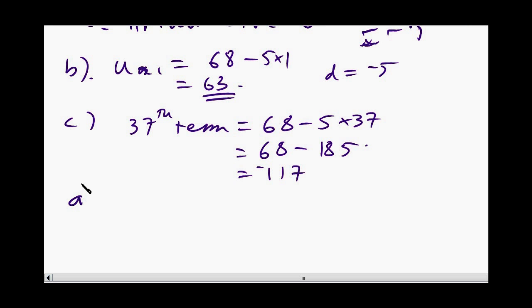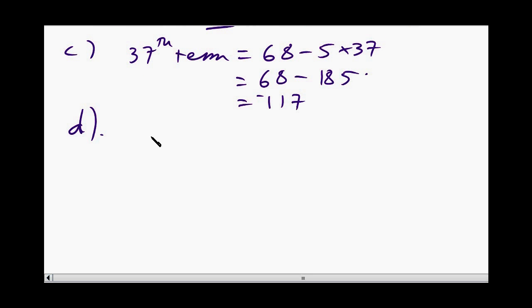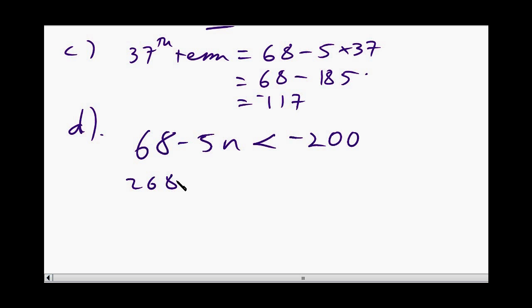Next question asks us to find the first term less than minus 200. So we want to find out when 68 minus 5n is less than minus 200. So let's add 200 to both sides, and we get 268 minus 5n is less than 0. Add 5n to both sides, 268 is less than 5n. The reason why I did this is just to avoid dividing by negatives, because if you have to divide by negatives you have to flip the symbol. Alright, so now we're going to divide by 5.